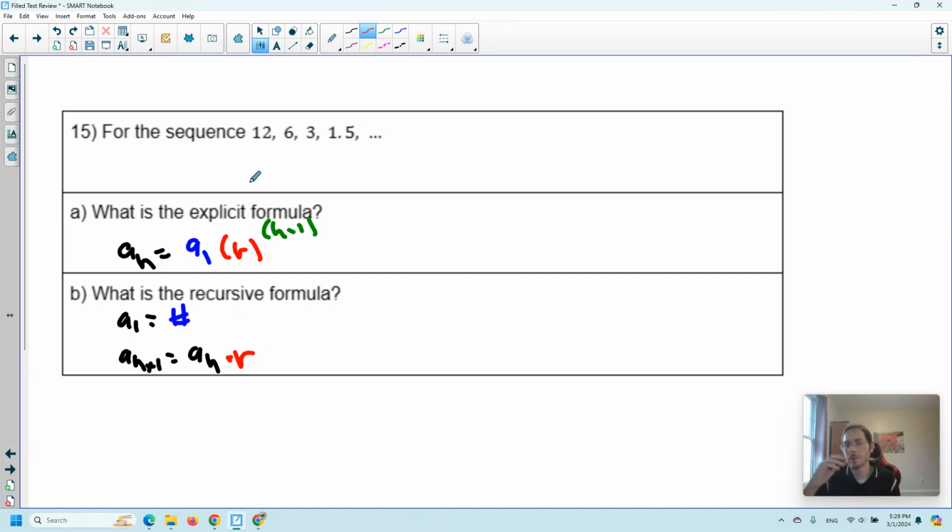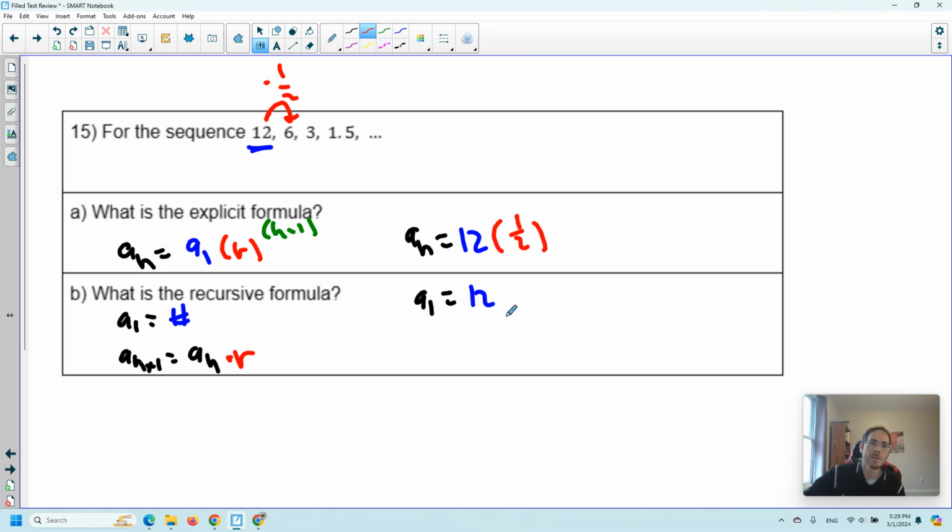So all we have to do is fill in the parts that we've got. For the first one, we can find A sub 1. A sub 1 is going to be 12. So I can start the explicit formula off by saying A sub 1 is 12, and I can start the recursive one off by saying A1 equals 12. R is what I'm multiplying by. So to go from 12 to 6, I'm multiplying by a half, because I'm getting a half every time. So r is going to be a half. Down here, to make r a half, we say A sub n plus 1 equals A sub n times a half.